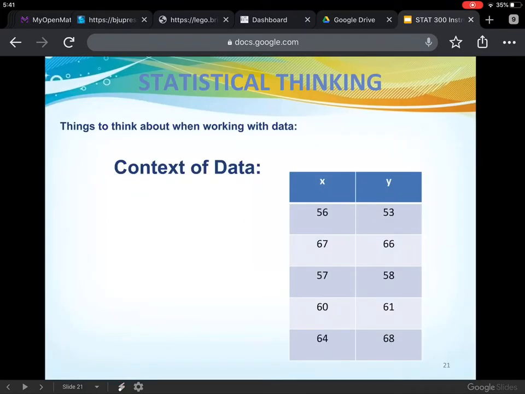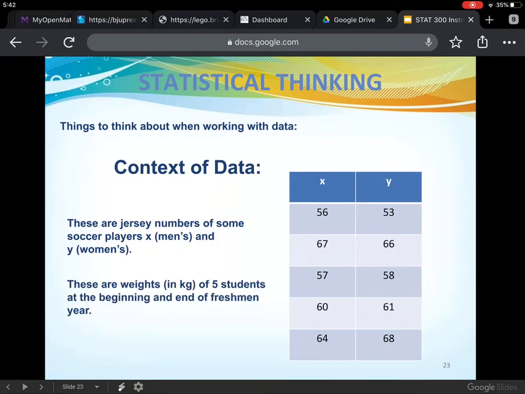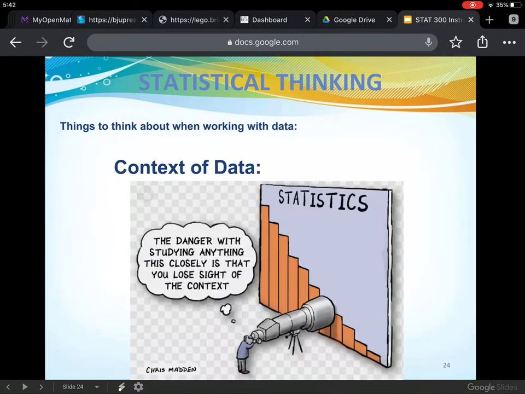Let's talk about some critical thinking, things to think about when working with data. Again, this is under statistical thinking. The first thing is context of data. Like if I asked you, what do these numbers stand for? They can stand for a whole bunch of different things. They can stand for jersey numbers of some soccer players. X could be men's and Y would be women's. You can also say that these are the weights of the 5 students at the beginning and end of freshman year. Right? Context is important.